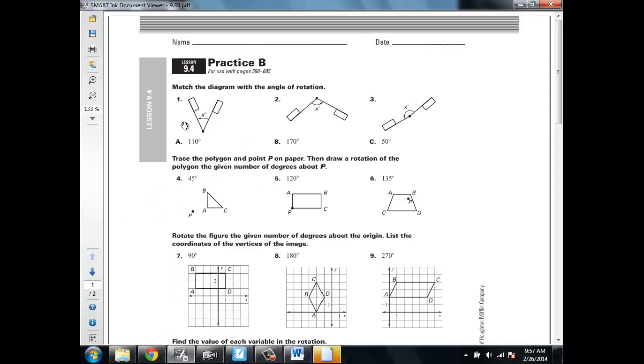In the first set, it says match the diagram with the angle of rotation. So here's your angle of rotation in here. So in number 1, is that approximately 110, 170, or 50 degrees? Match them up. And then I look at number 2, and I look at number 3. Of what's left, which one matches up to which? So you can match those up.